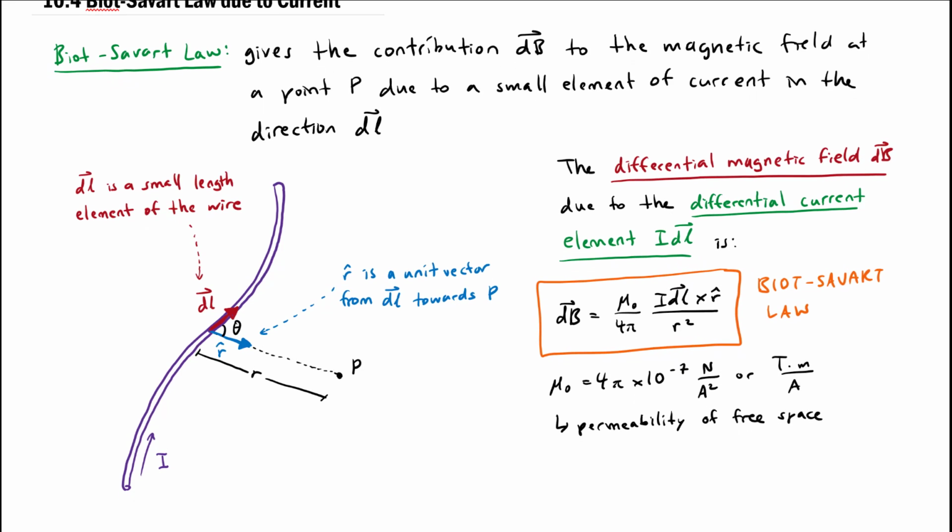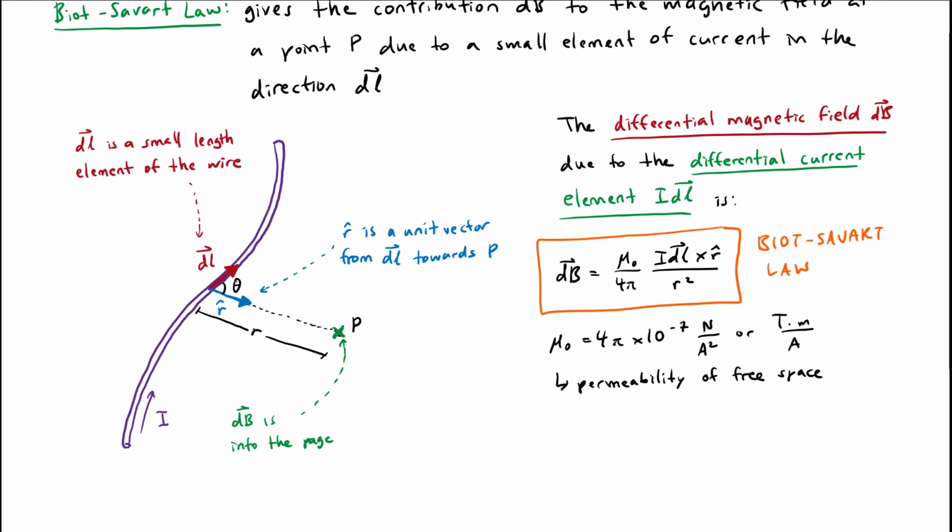So if I take a look at my dl crossed with r, my dl is essentially my vector a crossed with my vector b. So from any of those rules, it tells me that my cross product is going to point into the page. So that means if I take a look over here, I'm going to draw an X, and that means my dB is into the page.